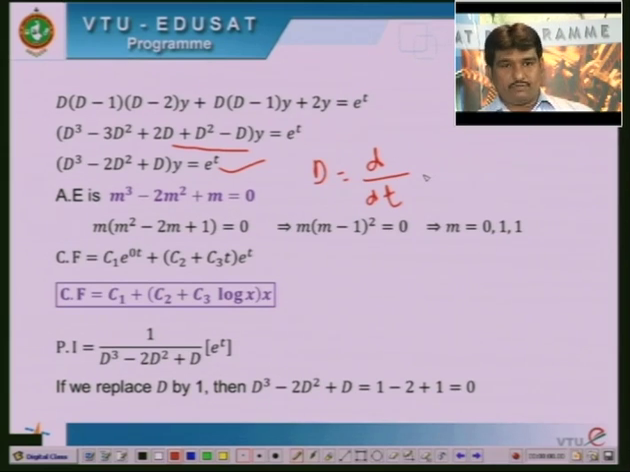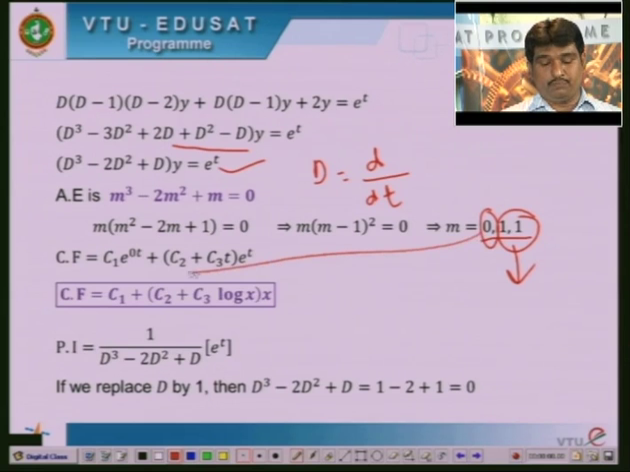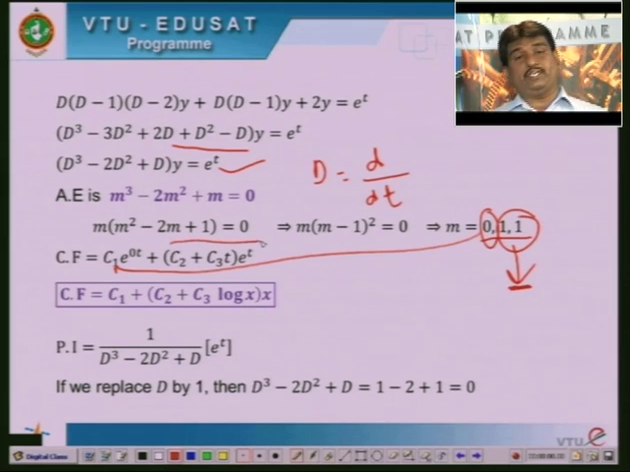You solve this equation: take m common, m into (m square minus 2m plus 1) equals 0, which implies m into (m minus 1) square equals 0. So m equals 0, 1, 1. So I have one real root and two real repeated roots, 1, 1 are real repeated. Corresponding to the root m equals 0, we have a part of CF as C1 into e to the power of 0t. Corresponding to this repeated root, we have a part of CF as (C2 plus C3 t) into e to the power of t. This is CF.